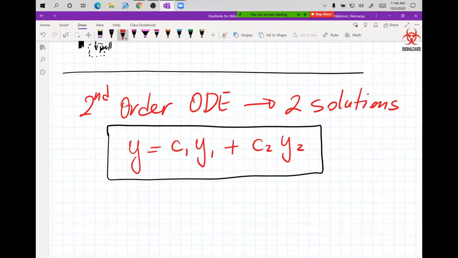Now, these solutions exist and they're unique. So, existence and uniqueness. The existence and uniqueness theorem exists for second order equations and all other orders as well. And it's the same as the previous one, right?